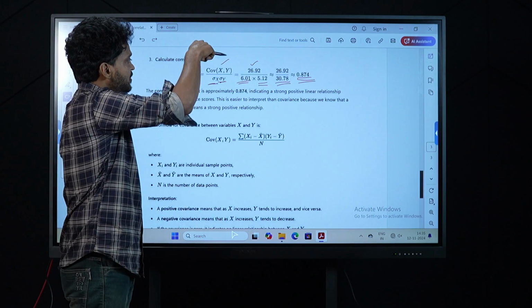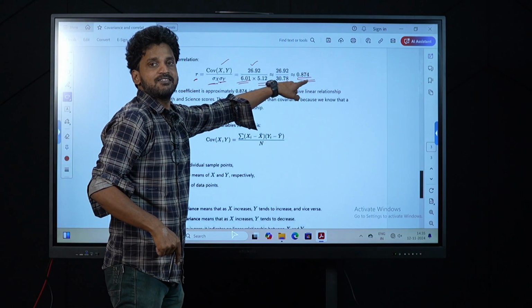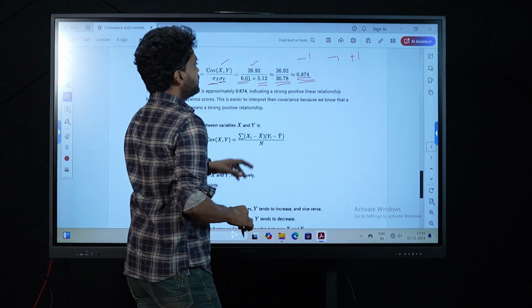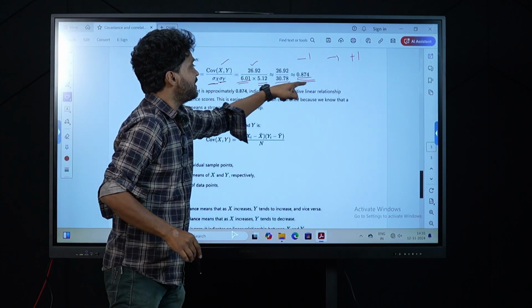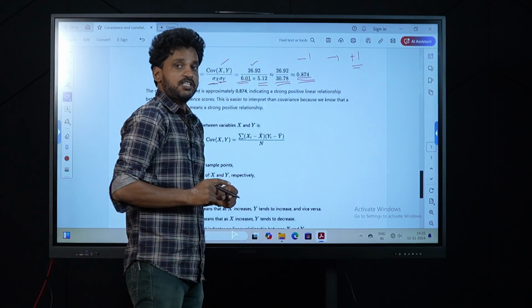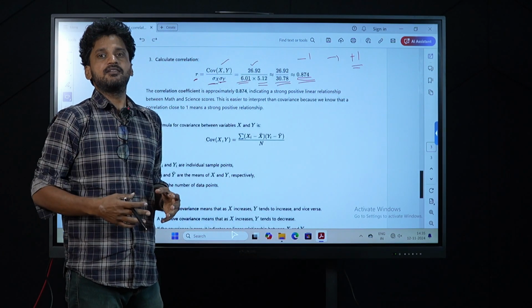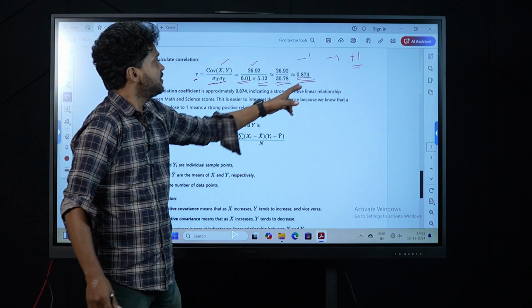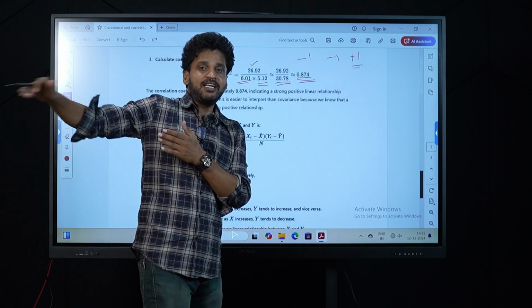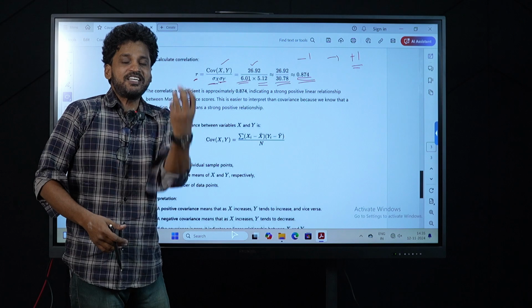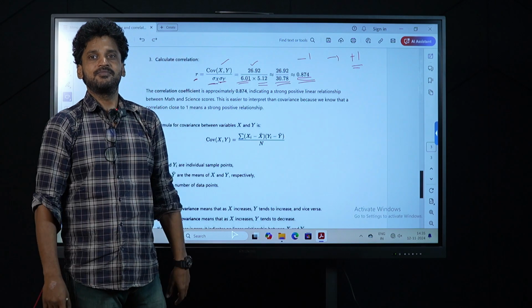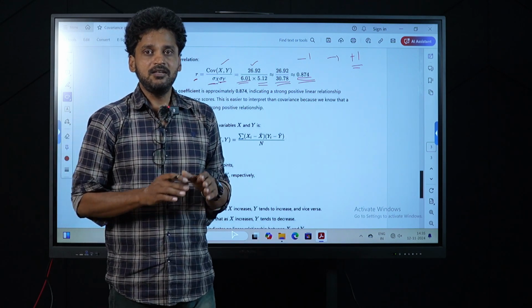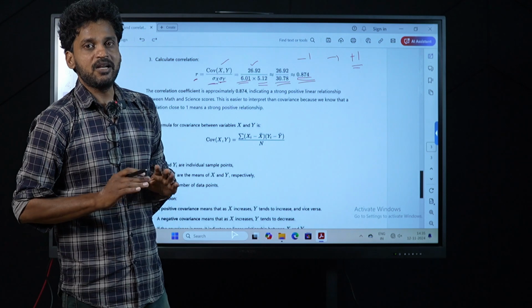If you understand this, this 0.874 is between -1 and +1. This is very close to 1. That means there is a strong bond between the variables of maths and science. If it is going in the negative direction, when one variable is increasing, the other variable will decrease. That is how correlation quantifies the relationship between two variables.